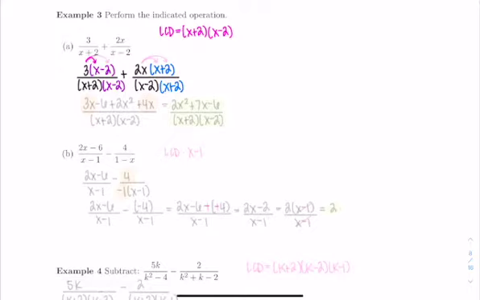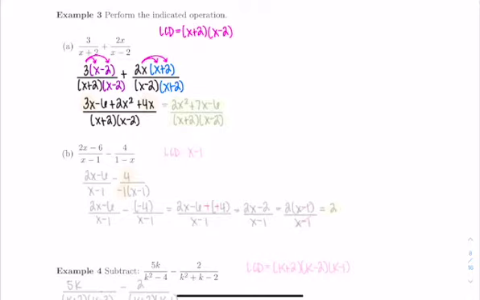So I'm going to have to distribute the 3, and I'm going to distribute the 2x. So in the first one, I have 3x minus 6, and we can automatically smush this into one fraction because they have the exact same denominator, plus 2x squared plus 4x. And this whole thing is over my LCD, which is x plus 2 times x minus 2.